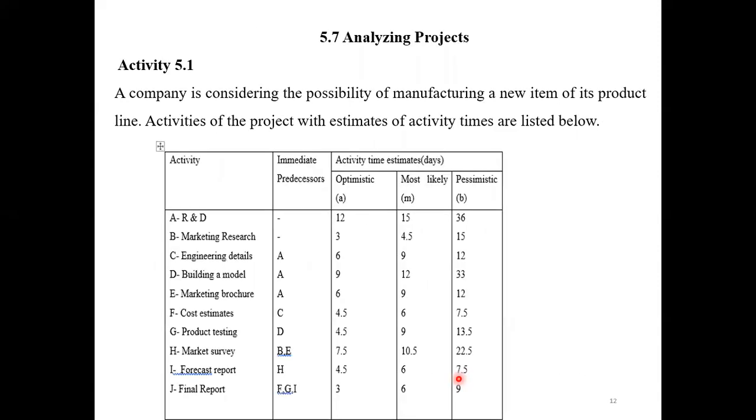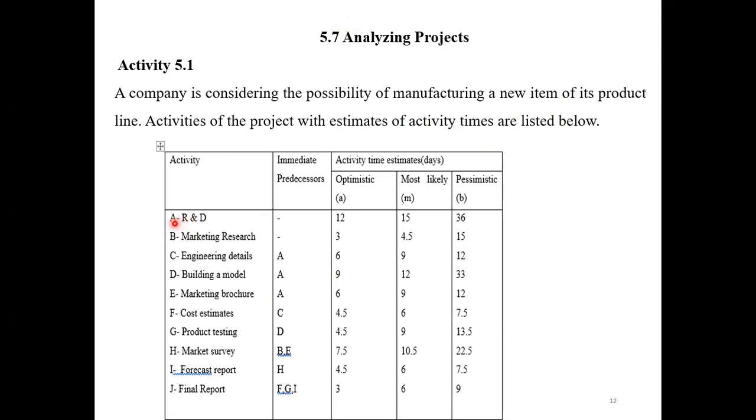Right, now we'll do an activity. You have to calculate your answer here. Now we'll consider activity 5.5. A company is considering the possibility of manufacturing a new item in its product line. The activities of the project with the estimates of activity times are listed below. So this is about the project of introducing a new item for a product.